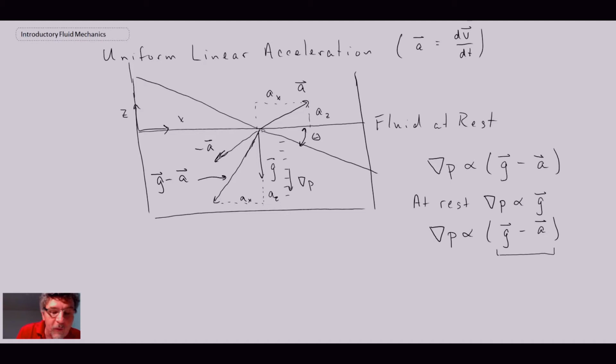Now that surface might be P equals P atmosphere. But then as we go down, our pressure gradient is in this way. And that would be a constant line of pressure. That would be another constant line of pressure. So in this case, the gradient is acting in the direction of this g minus a vector.